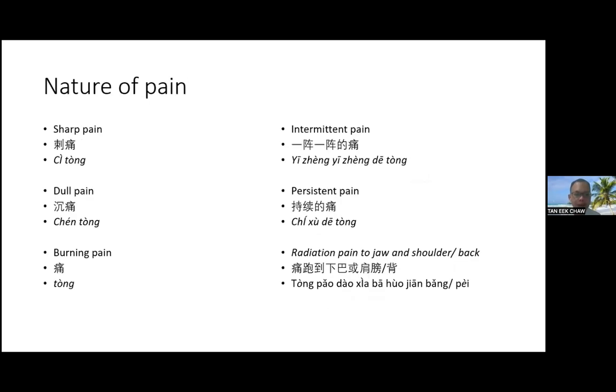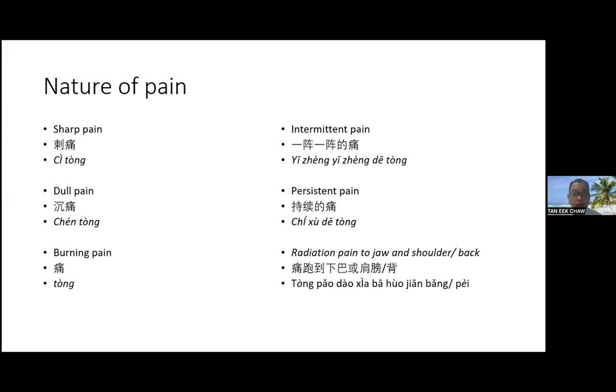Yeah. So as usual, if your patient presented with pain, whether in the abdomen or chest, you can ask regarding the nature of the pain. Is it sharp pain, 刺疼, or dull pain, 沉痛, or burning pain, 烧痛? Is the pain intermittent? In Chinese we call 一阵一阵的痛. If the pain is persistent, we call 持续的痛.